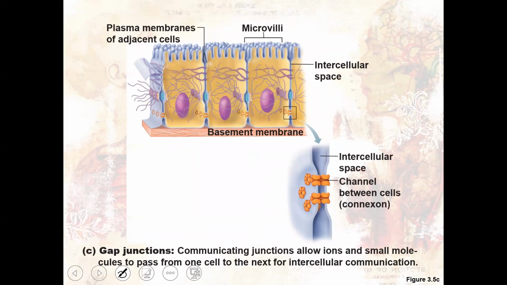A gap junction is an electrical connection between the cells. This allows that electrical impulse to go from cell to cell to cell. The cardiac muscle is another great example of this. That electrical impulse travels through the heart in a wave because the cells are all electrically connected to one another.